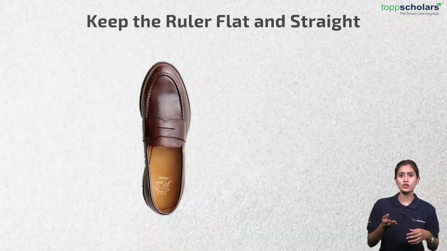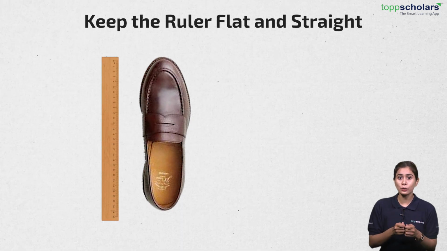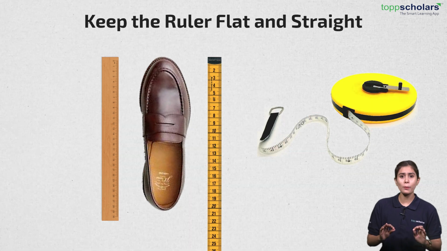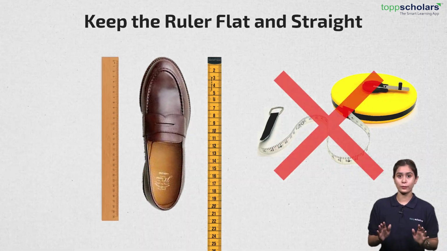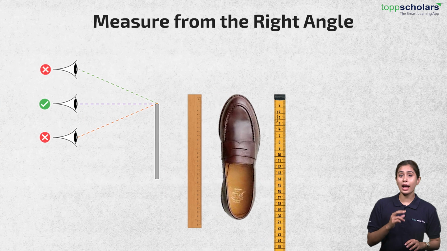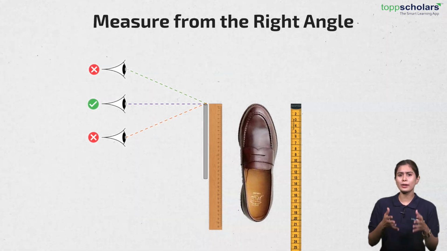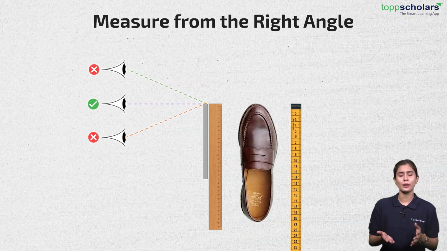So, if you are measuring your shoe size, press the ruler or tape flat and straight on the surface. No bending or tilting whatsoever. And don't forget, your eyes need to be directly above where you are measuring. If you read from an angle, you might end up with the wrong number.